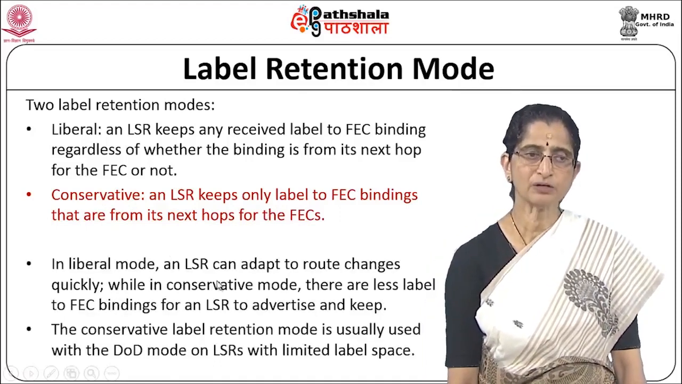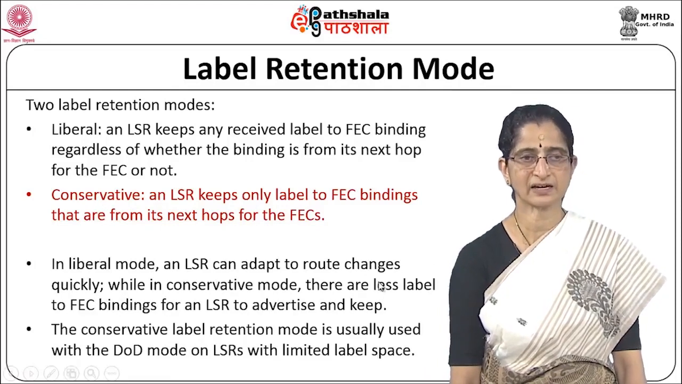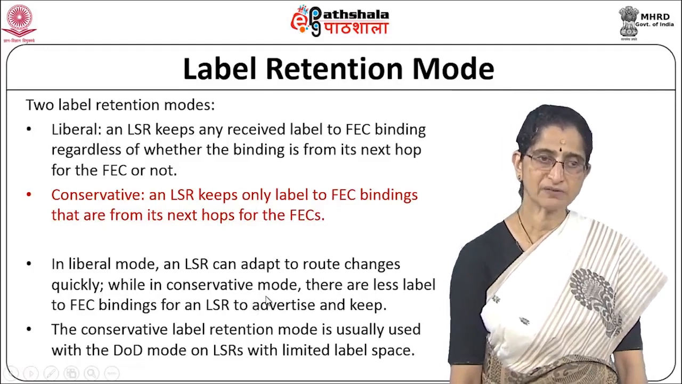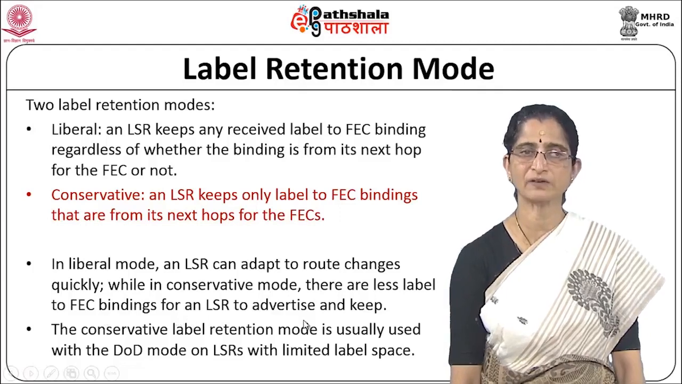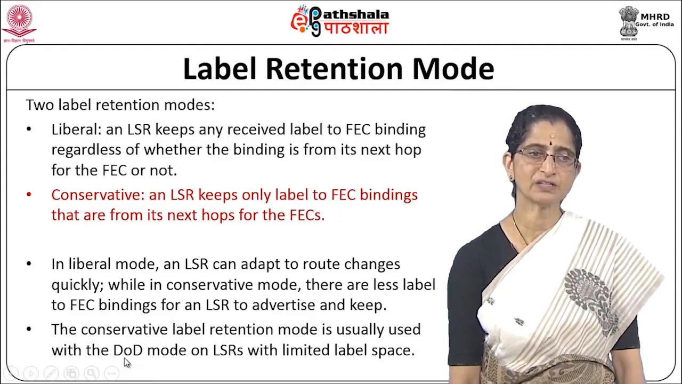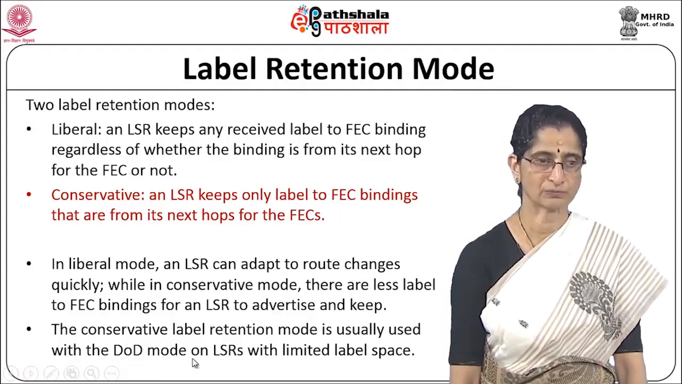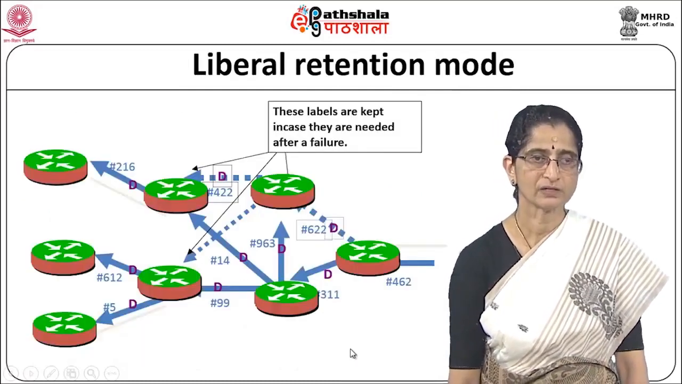In the liberal mode, the advantage is that the LSR can adapt to route changes quickly because it is receiving labels from various places. But in the conservative mode, there are fewer label to FEC bindings for an LSR to advertise and keep. That will be its advantage. The conservative mode is normally used with the DoD mode, that is the downstream on demand mode, in order to maintain a limited label space.